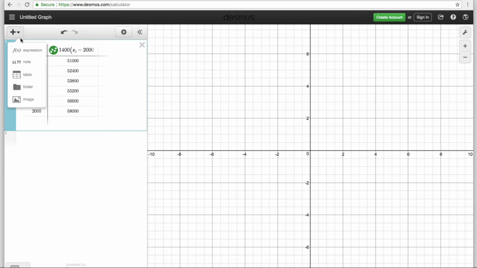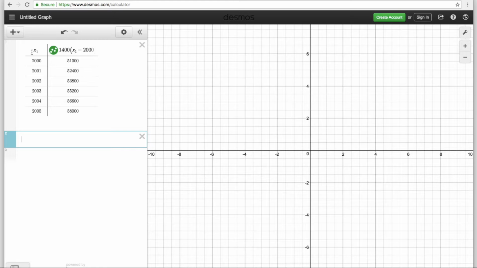Now we can use Desmos to graph it, so we're going to say L of x is equal to 1400 times x minus 2000 plus 51,000. And I graphed it. Where's the graph? Well, remember our domain is from 2000 to 2005. And what are the output numbers going to be like? Look at this table. They're in the 50,000 range.